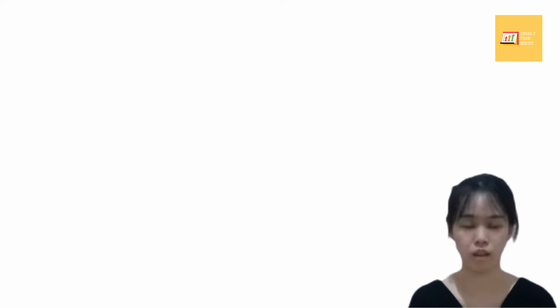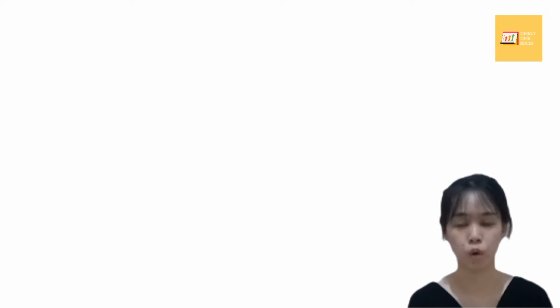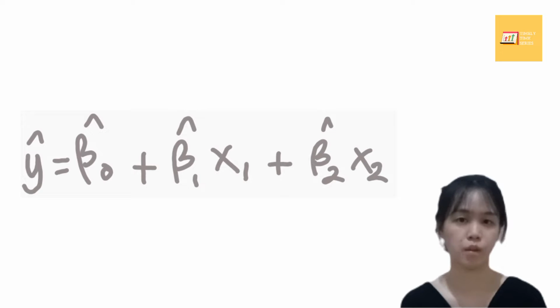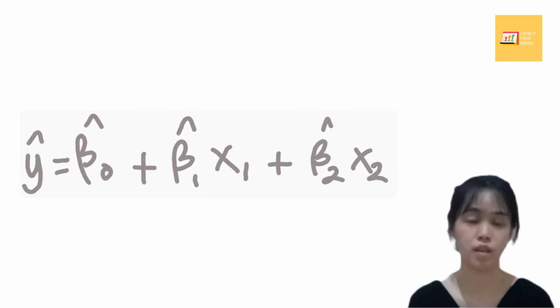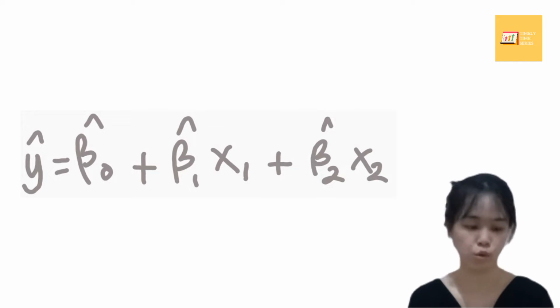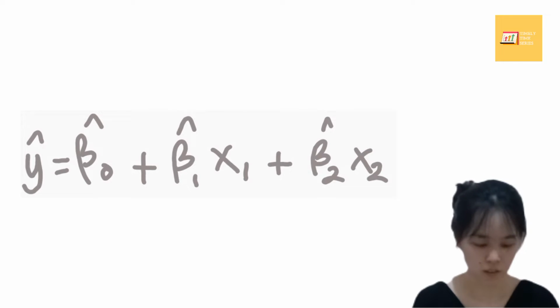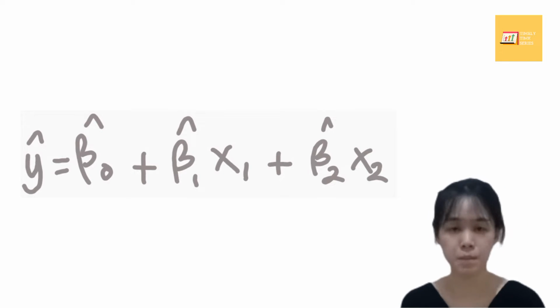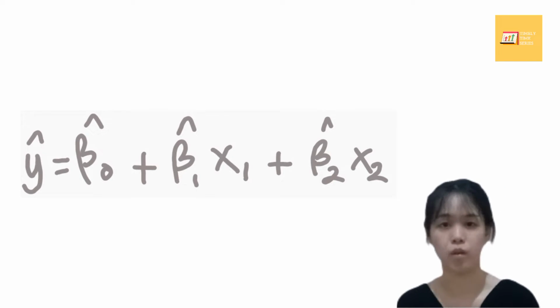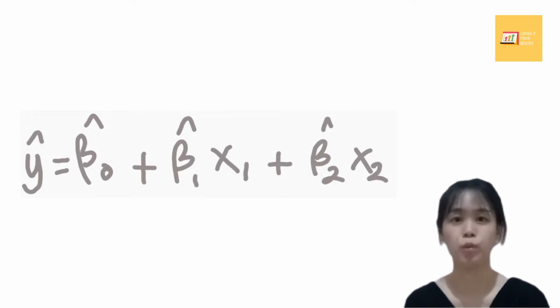So in machine learning, when we first learned that, we learn about linear regression model and then logistic regression model. Let's say that in logistic regression model, we have a model y equals beta 0 plus beta 1 x1 plus beta 2 x2. Let's say we have two features to predict the label of y. We want to learn the optimum value for beta 0, beta 1, and beta 2, right?